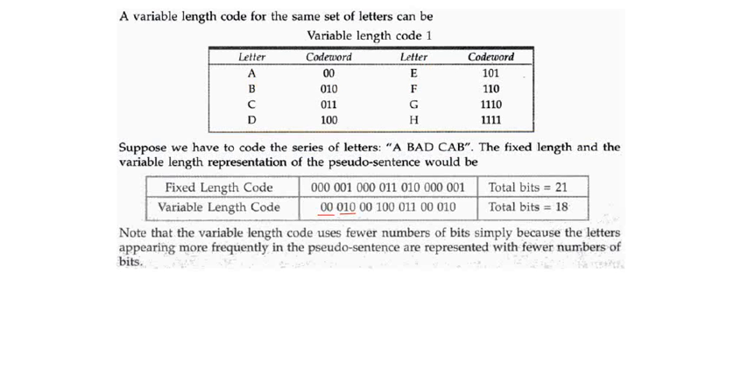And we have also seen one example, the "a bad cab" example. Using fixed length coding, the frame "a bad cab" can be written as a 21 bit code word, and by using variable length coding the same frame can be represented by 8 bit binary data. Okay. So 3 bits we can save by using variable length coding.